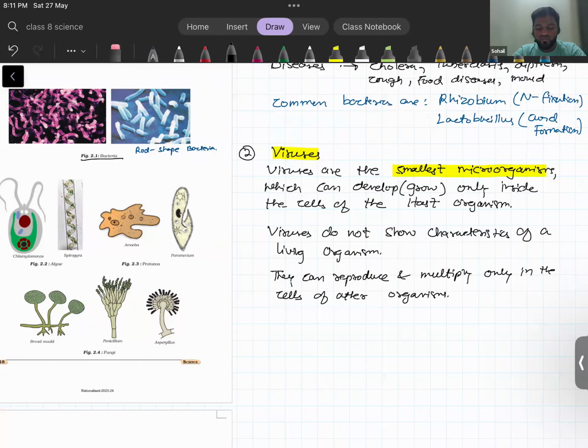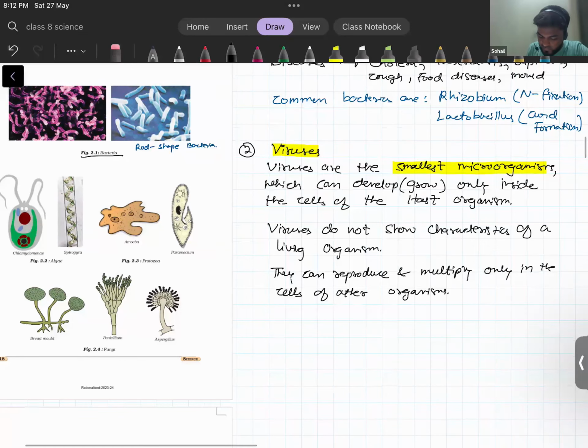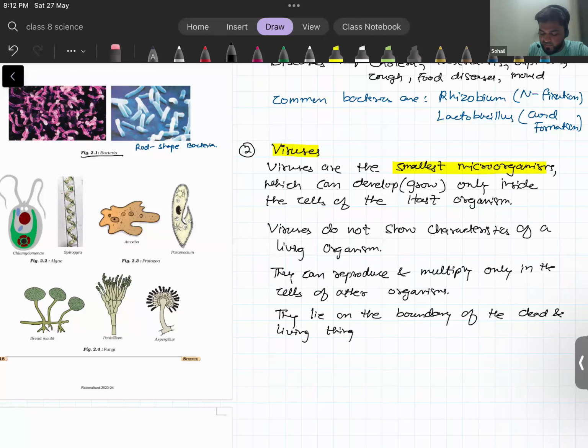One more thing we know already about viruses: when they are outside living cells, they behave as non-living things. But as soon as they enter the living cells of other organisms, they start behaving as living things. They start to reproduce, digest their food, and excrete waste material. So we say that they lie on the boundary of dead and living things.